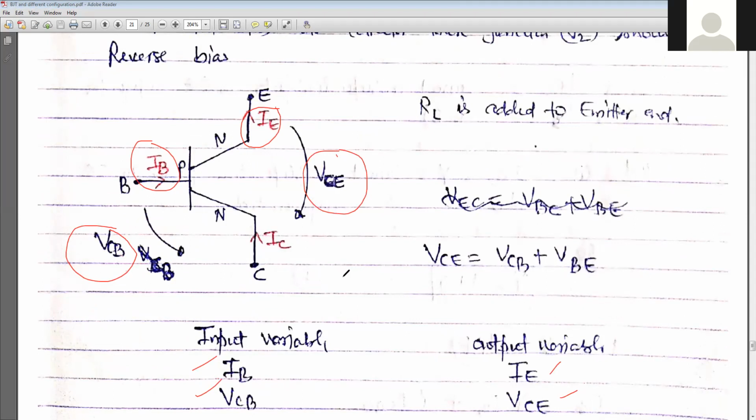Now if I have to draw the input characteristic curve, it will be the graph between these two parameters for different VCE. And if I have to draw the output characteristic curve, it is the graph between these two parameters for different input currents. We will study this later.